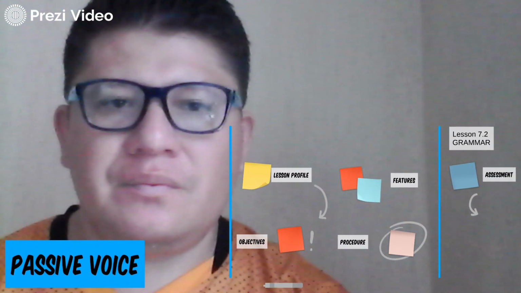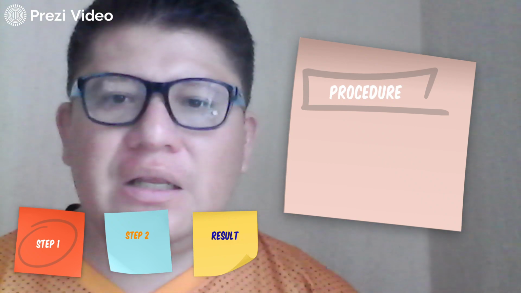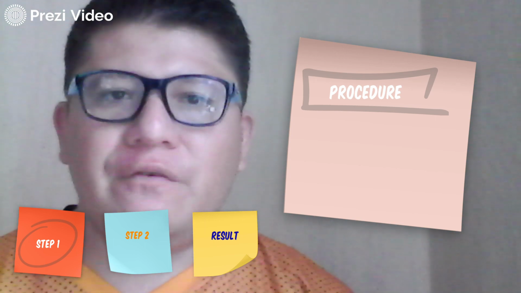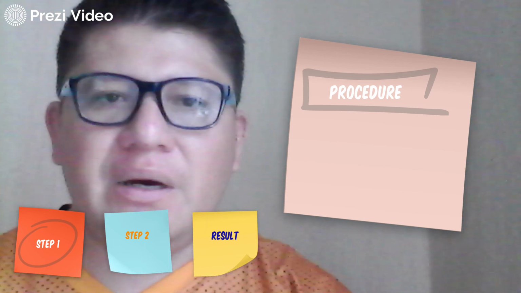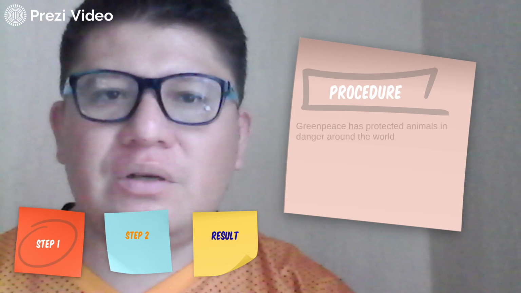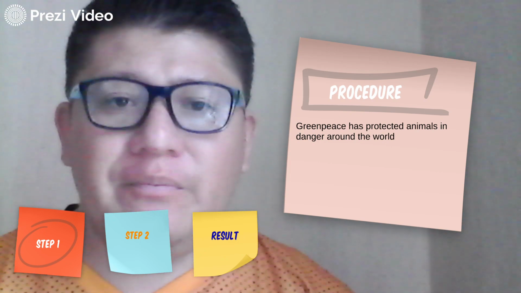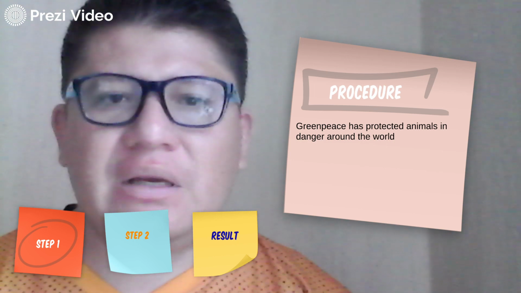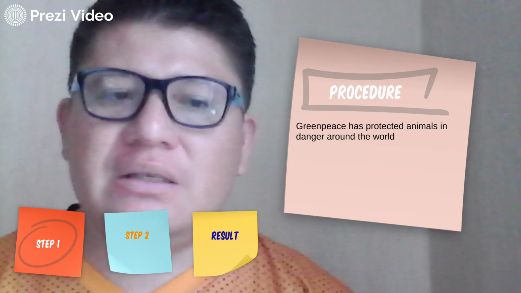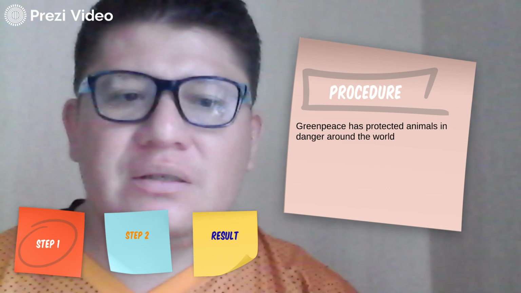Okay, we will continue with the procedure. Maybe it's not difficult, but it's a little tricky to form the passive voice. Okay, but I'm going to give you some steps and tips to form the passive voice. This is a sentence in active voice. For example, Greenpeace has protected animals in danger around the world. This is an active voice sentence. Okay, how do you change this sentence into passive?